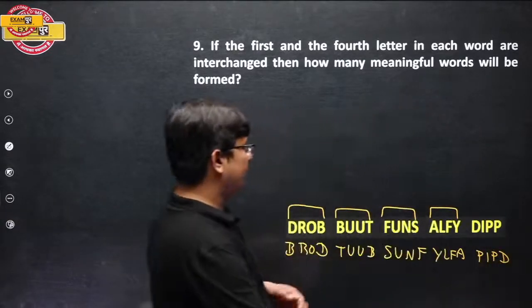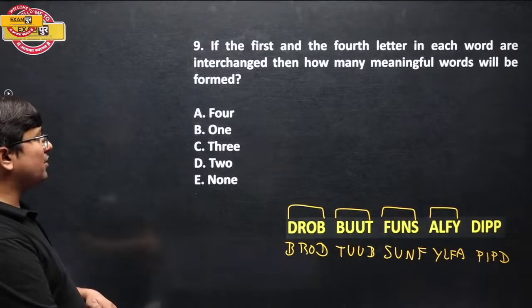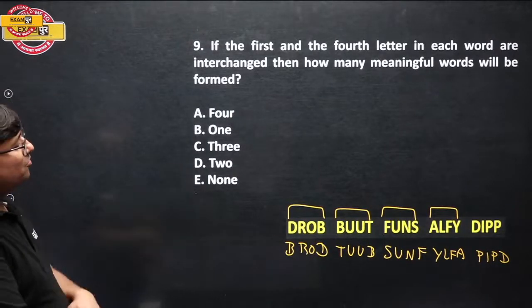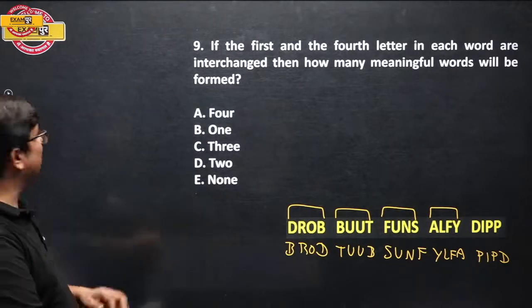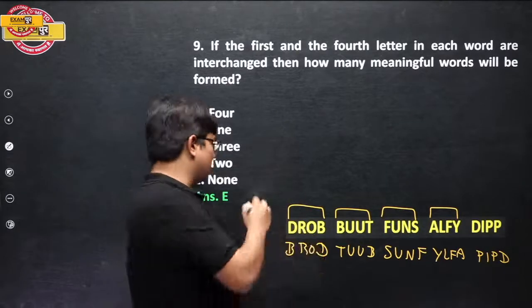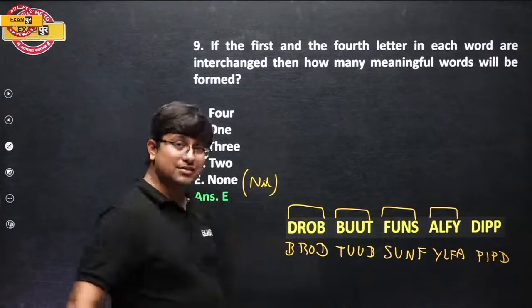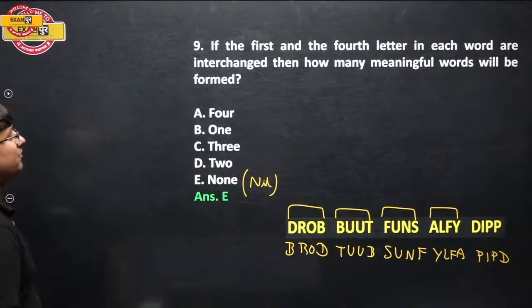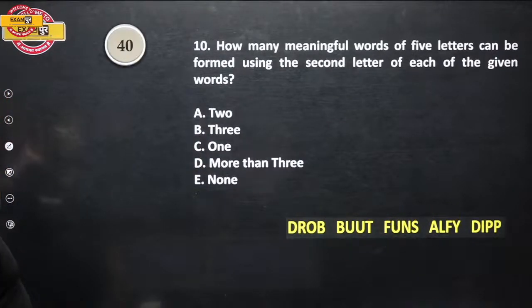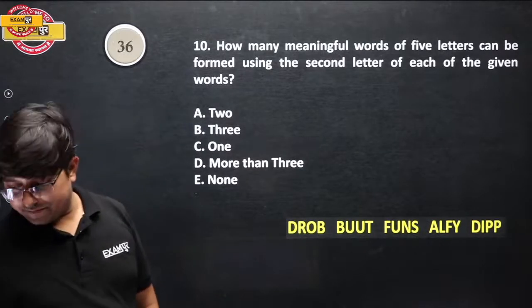Now my dear students, it is telling you how many meaningful words will be formed. Is there any meaningful word? Obviously no. Answer is option number E, none. None means zero. Do not get it confused with none of these. None means nil, zero. Next. Quickly everyone. Hurry up.